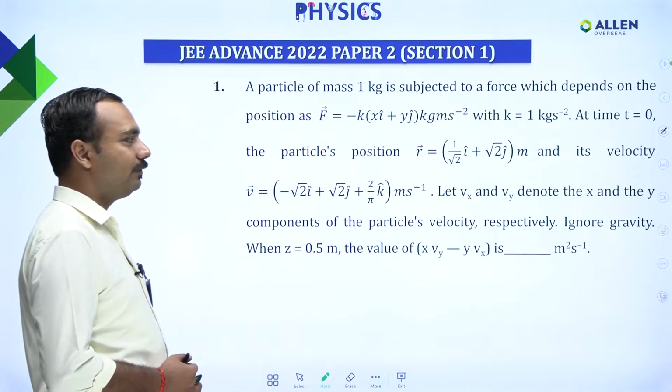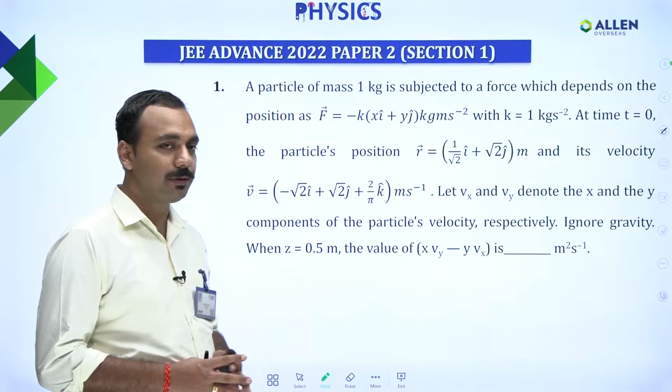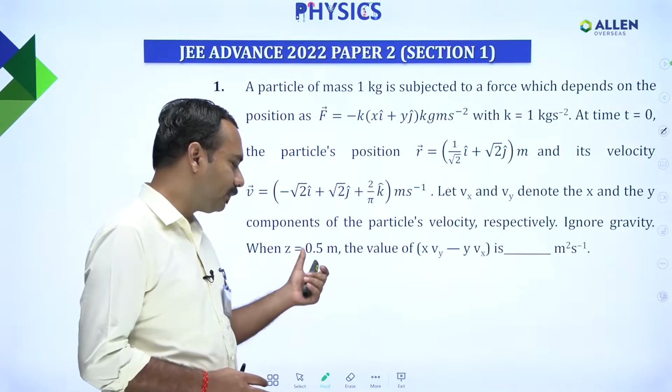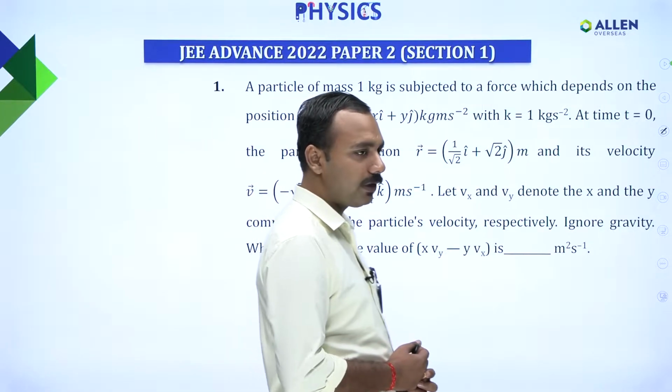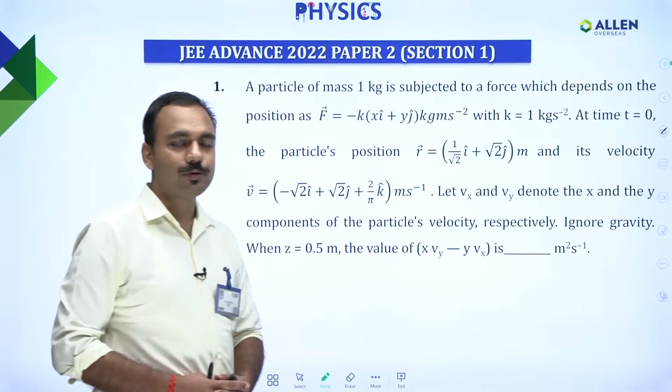As you can see, they have given a force, the initial position of the particle, and the initial velocity of the particle, and they are saying that when the z coordinate of the particle is 0.5 meter, they want to ask what's the value of x times Vy minus y times Vx.